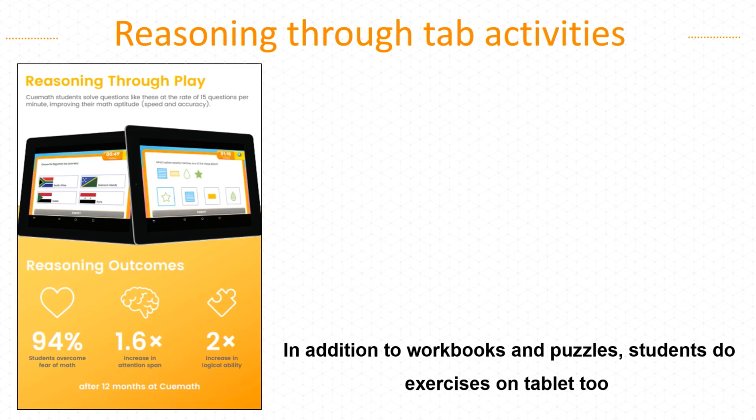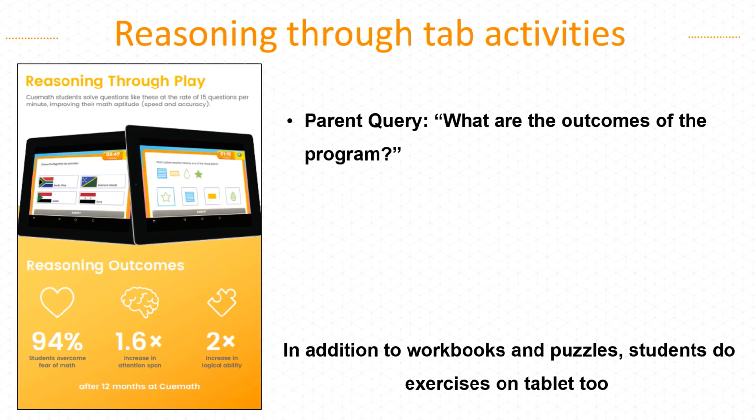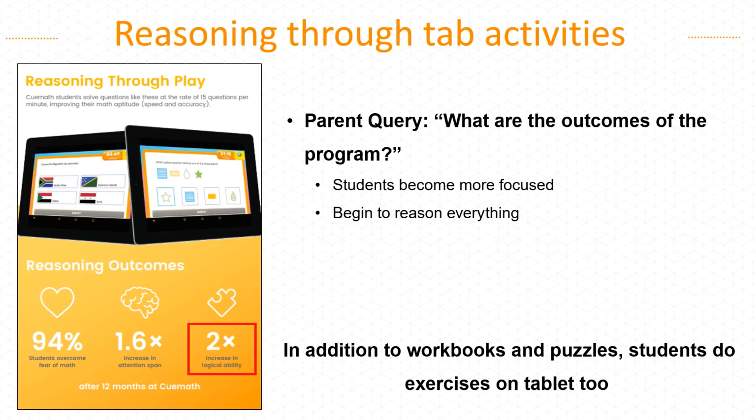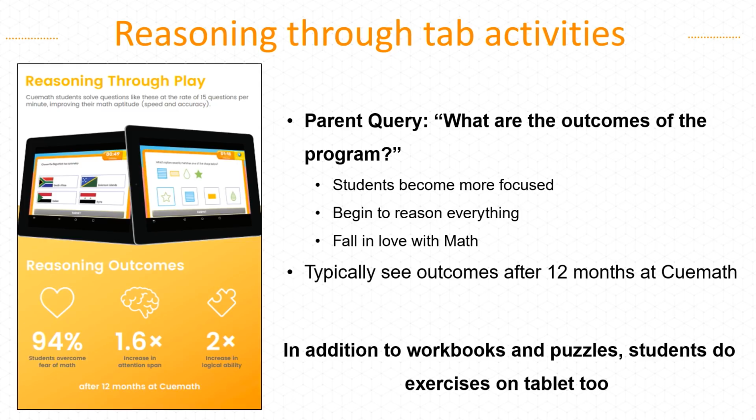Now, if the parent has asked or asks at this point what the outcomes are, tell them that with time, students start to become more focused, they begin to reason everything more, and most importantly, they enjoy and fall in love with math. All of this ultimately leads to better performance in school exams, but we typically see these outcomes after 12 months with QMath. So given enough time, your child too will demonstrate this.